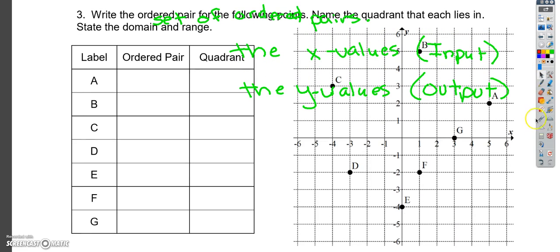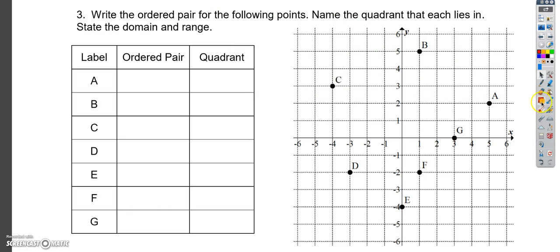So number 3. It says write the ordered pair for the following points. Name the quadrant that each lies in. State the domain and range. So here's A. Go to our x first, and then our y. So that's 5, 2. So our ordered pair is 5, 2. And that lies in quadrant 1.